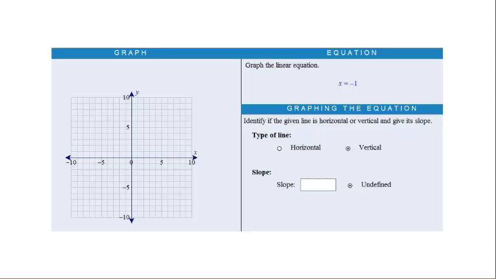Here's another example of where there's only an x or a y component, but not both. x equals negative 1. This means that no matter what, x is always going to equal negative 1. y can be any real number. So we know for one that this is going to be a vertical line. It's going to go up and down. And we know that a vertical line has an undefined slope. It is not a slope of 0. It is undefined.